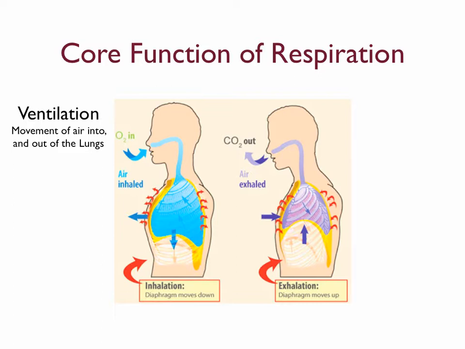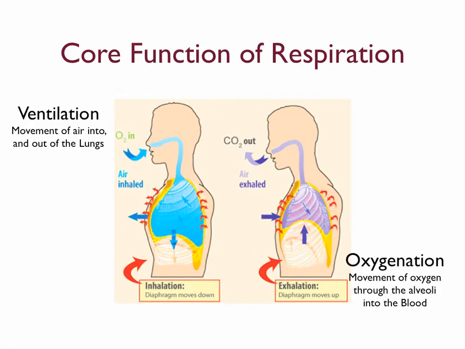Now, as we breathe in and out, that air that we breathe in contains a lot of oxygen, and the air that we breathe out now contains much more carbon dioxide. The second process is at the microscopic level, and it occurs within the structure of the lungs, and that is a process called oxygenation. And oxygenation is how the oxygen moves from the air that we breathe in and goes through and enters into the blood that will be carried to the rest of the body.